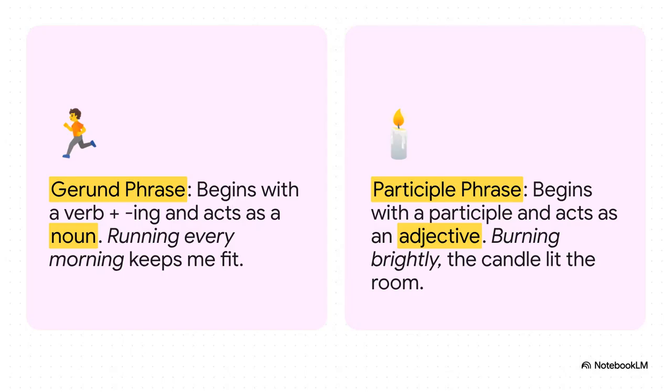Now, things can get a little tricky with phrases that start with ing words. I get it. But here's the simple trick. Just look at its job in the sentence. In running every morning keeps me fit, the whole phrase running every morning is the subject of the sentence. It's acting like a noun. But in the other one, burning brightly, the candle lit the room, that phrase burning brightly is describing the candle. So it's acting like an adjective. See the difference? It's all about the job it's doing.